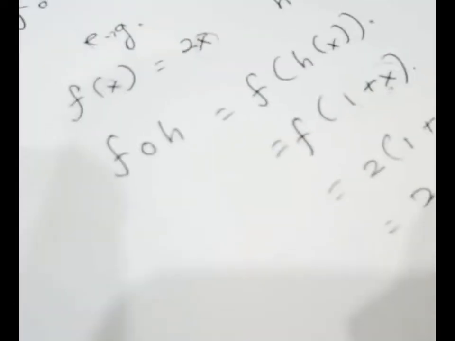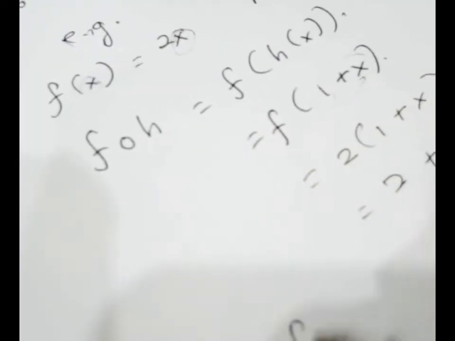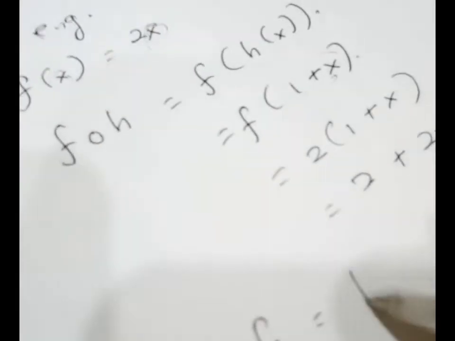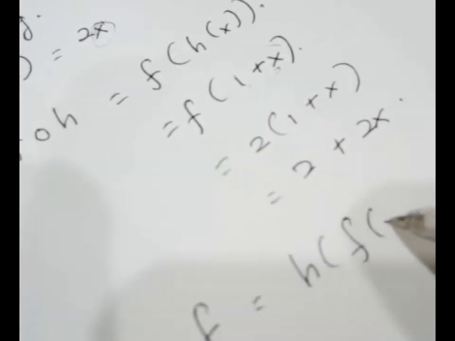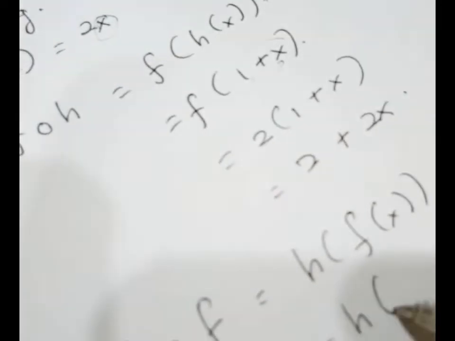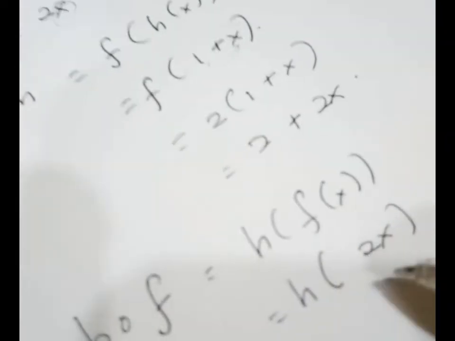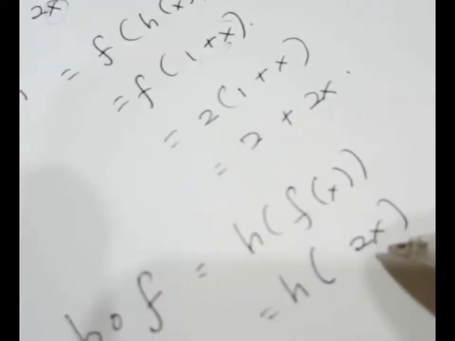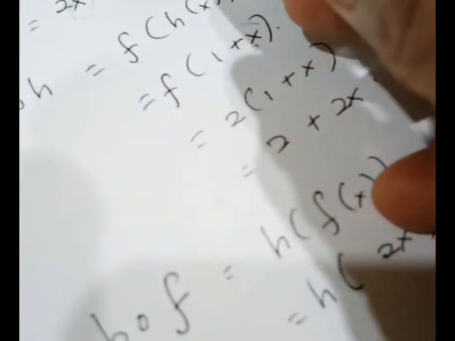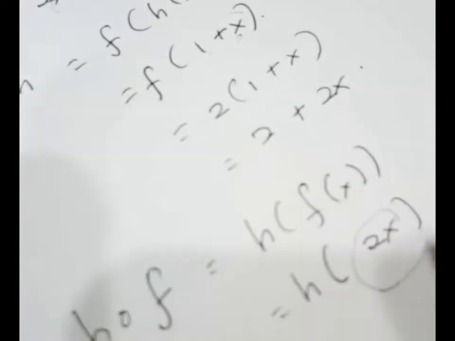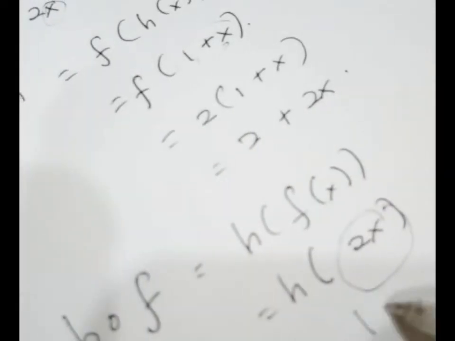Okay, let's say h composite f. It means that h is a function of f(x). Now f(x) is 2x, and h(x) is 1 plus x. So h composite f is h of 2x: replace x here by the new variable, which is 2x. So we have 1 plus x replaced by 2x. That's it.